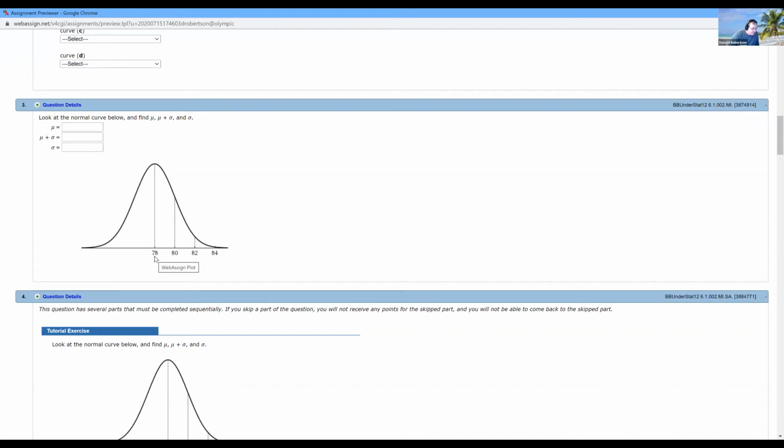Right, can you see that that's 78, then it goes 80, then 82, and then 84? Isn't sigma the standard deviation, the distance between one point and the next? So that's why it's 2. So this guy up at the top here is 78, which represents the mean. And if we do the standard deviation, that's 2. So what number is it? Mu plus sigma, 80.